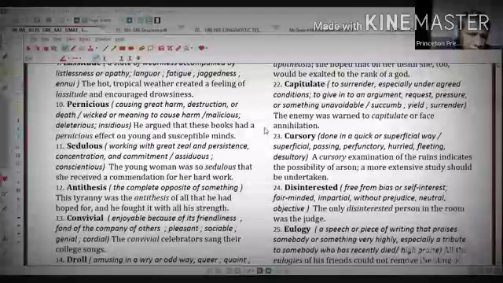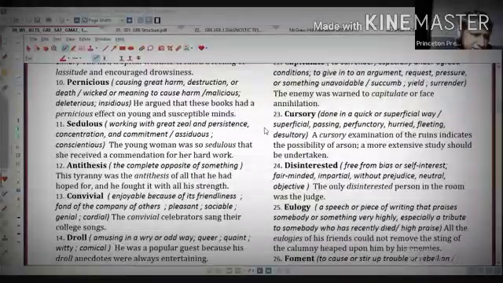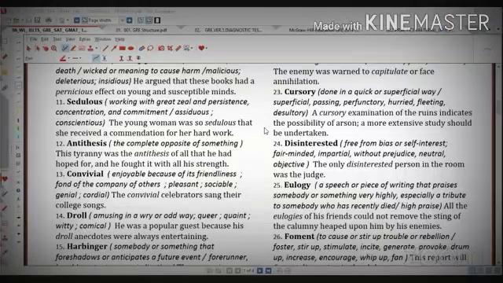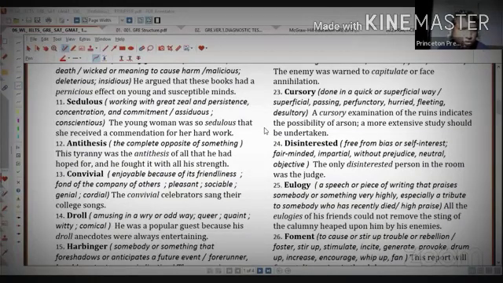What about 11? Sedulous, working with great zeal and persistent concentration and commitment. Assiduous. The young woman was so sedulous that she received a commendation for her work. That's excellent.